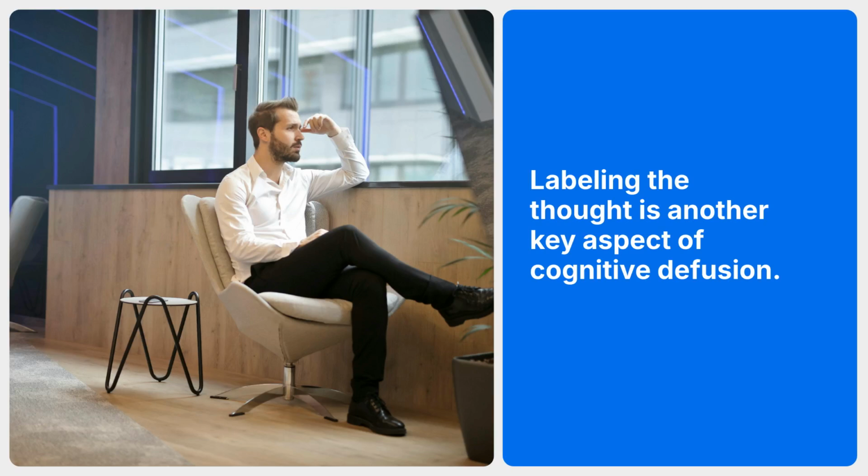Another effective technique is semantic diffusion, or labeling, which involves changing the language used to describe thoughts. For example, instead of saying, "I am anxious," one could reframe the thought as, "I am having the thought that I am anxious," or "I'm having a critical thought." By naming it as, "This is an anxious thought," or "critical thought," you create a separation between yourself and the thought, reducing its power over you. Here's another example. Instead of thinking, "I'm a failure," you might say, "I'm having the thought that I'm a failure." This creates distance between you and the thought.